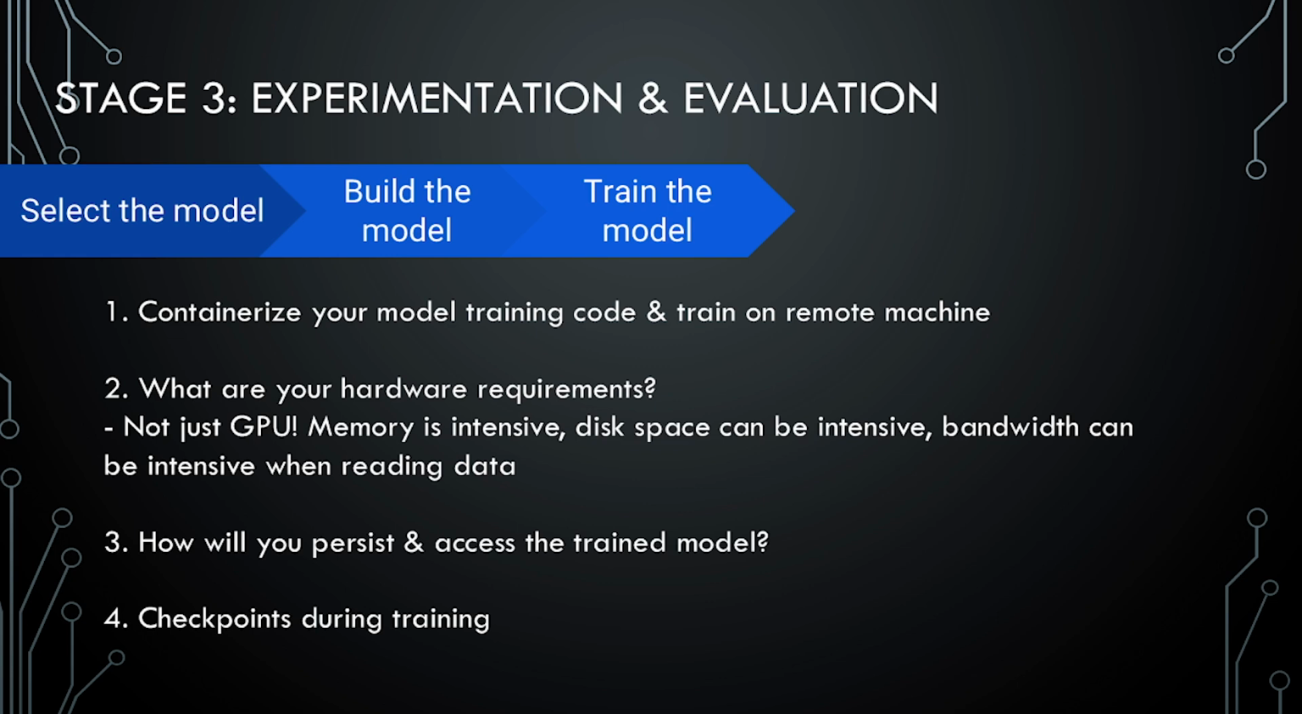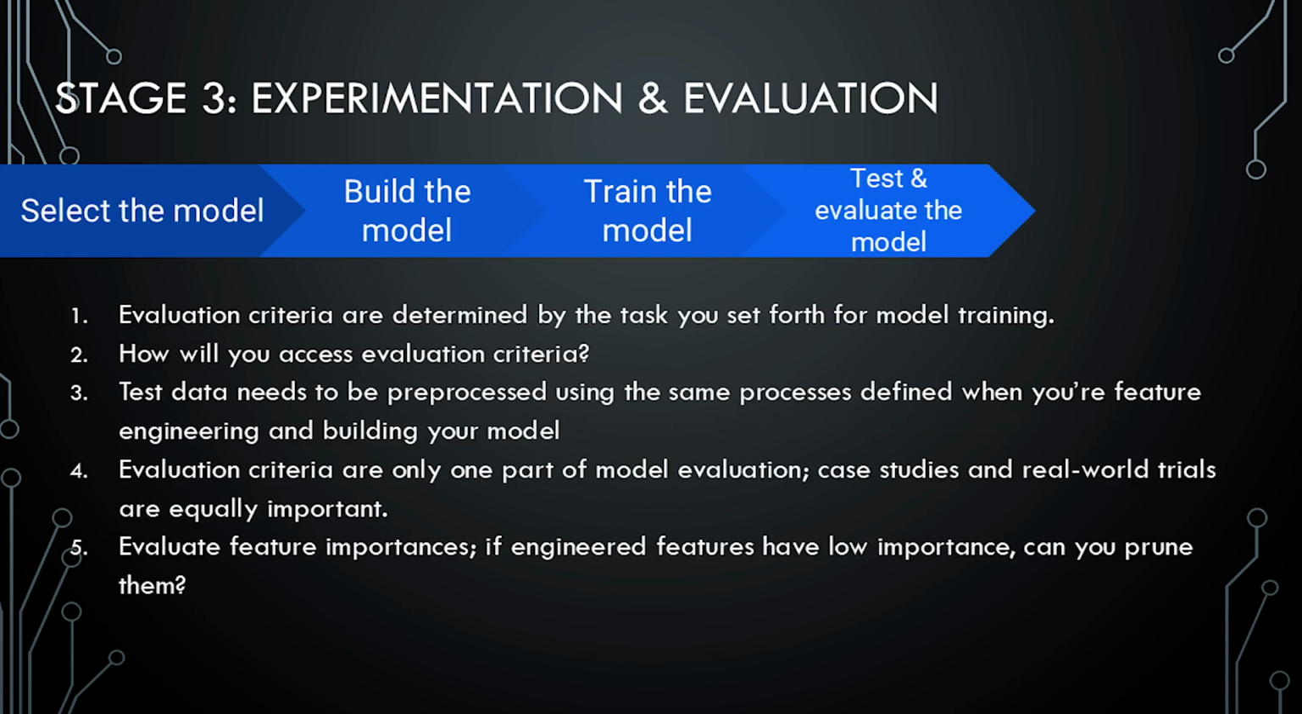Fourth, implement checkpoints during training as your safety net against hardware failures and optimization tools for resuming training and implementing early stopping strategies. Next, test and evaluate the model. First, your evaluation criteria are directly determined by the task you set for model training, and these technical metrics must align with your business objectives. Second, plan how you'll access your evaluation criteria through automated testing pipelines, interactive dashboards, or manual review processes.